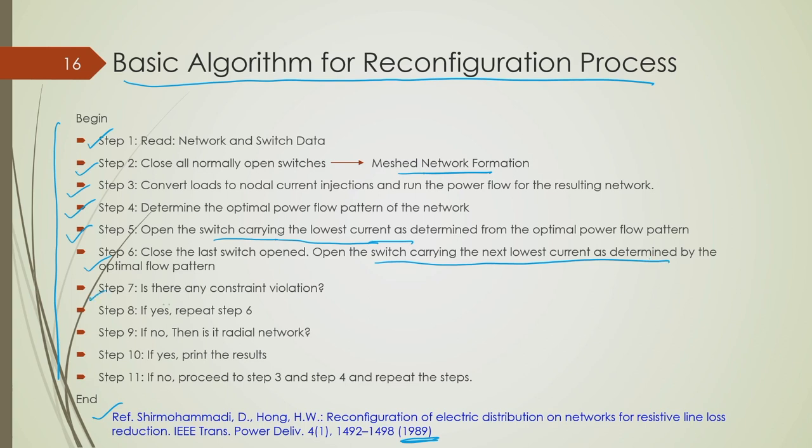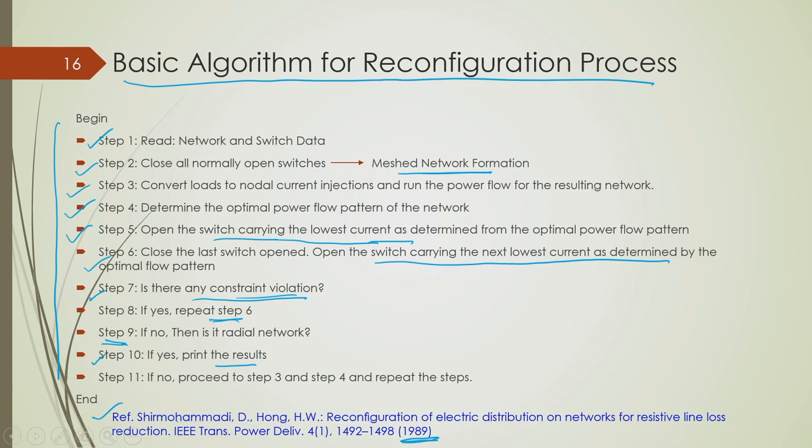So, in step 7, a constraint violation is checked. If there is any constraint violation, then we will go to step 9, otherwise step 6 will be repeated. And in step 10, we can see that it is a result of a radial network. This will print the result.